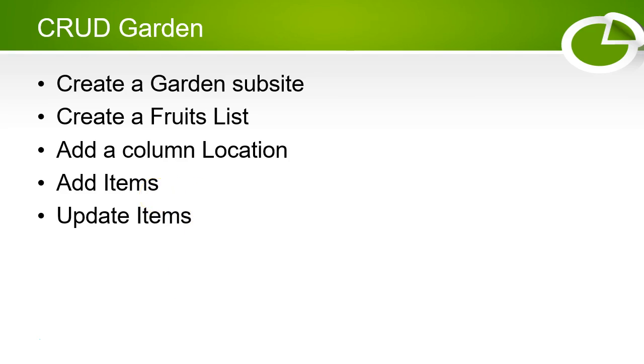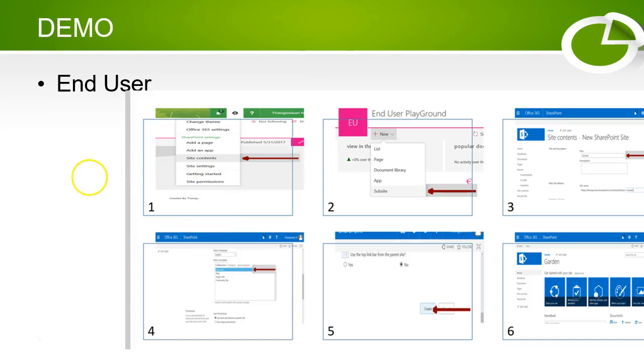So for the CRUD demo, we are going to first create a garden subsite, then create a fruits list. We'll add a column called location, then add some items, then update the item. So here is a sample screenshot on how we create a new garden subsite. Let's go ahead and start doing that.